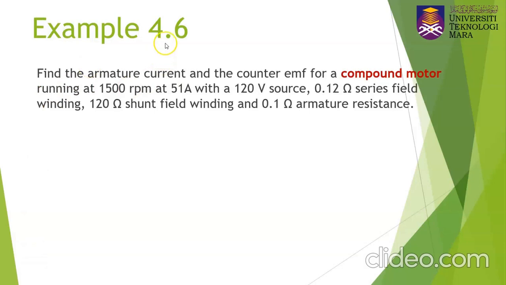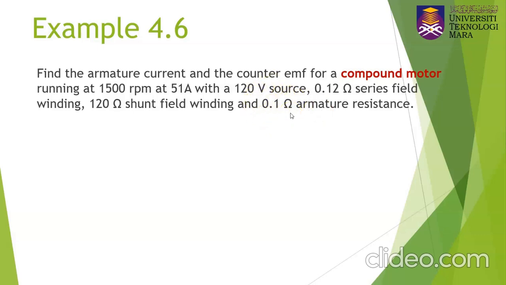Okay, so now for example 4.6, let's have a look at the calculation for the DC compound motor. Here you need to find the armature current and the counter EMF for the compound motor running at speed 1500 RPM. The IL is still 51 ampere and the V terminal is also equal to 120 volt. But now you have three different resistors. The first RF, which is the series field, is 0.12 ohm. The shunt field winding is 120 ohm and the armature resistance is 0.1 ohm.